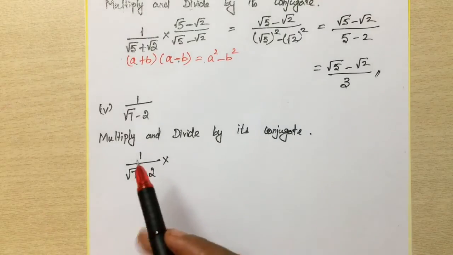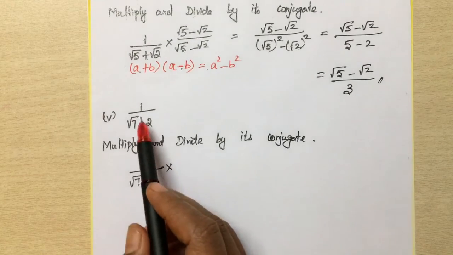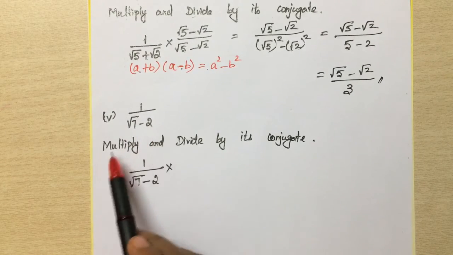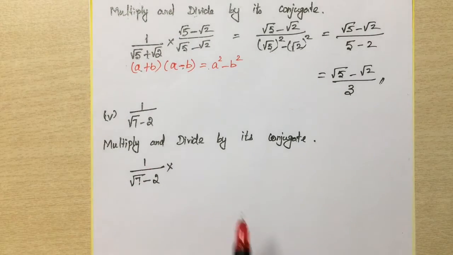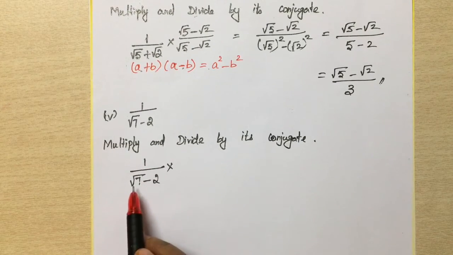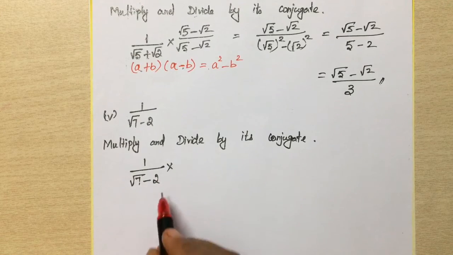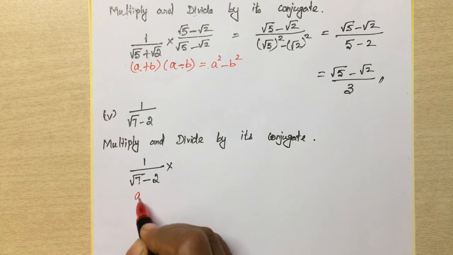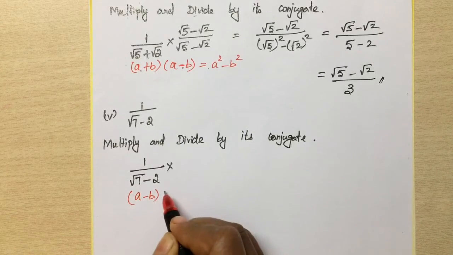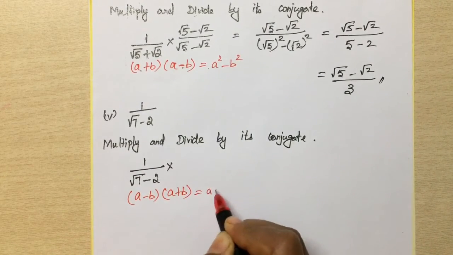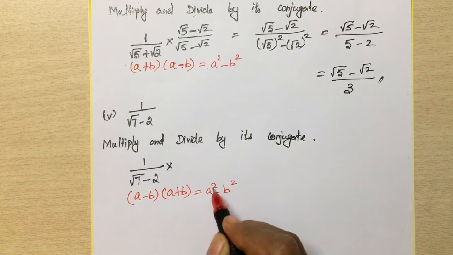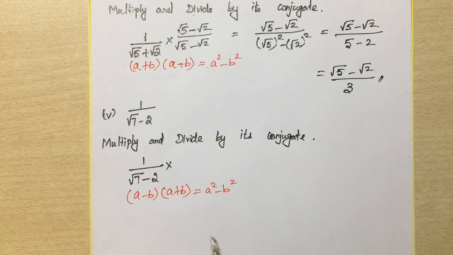The same way we will solve the last subdivision, that is 1 by root 7 minus 2. So again the same procedure, multiply and divide by its conjugate. So what is the conjugate? The same numerals with the opposite sign, that is a minus b will be multiplied by a plus b, which gives us a square minus b square. This square will remove the radical sign.